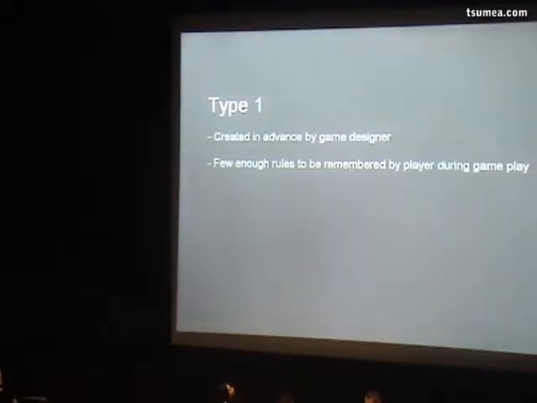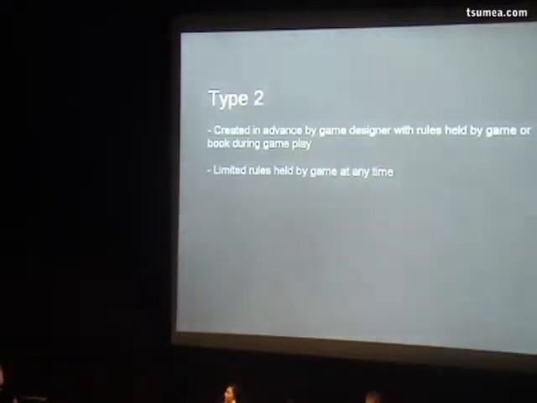So, Rod Humble's type 1. The rules are created in advance by a game designer. There's few enough rules that you can actually keep them in your head while you're playing, and it uses simple board games as an example of this. For type 2, they're created in advance, but then usually the rules are too complex, or part of the gameplay is uncovering the rules so that the player themselves doesn't know all the rules whilst they're playing. There might be an umpire or some book that's used as a reference or used to help uncover gameplay.